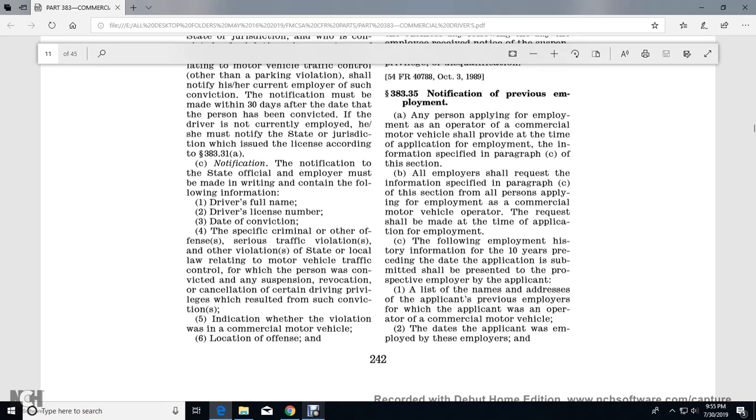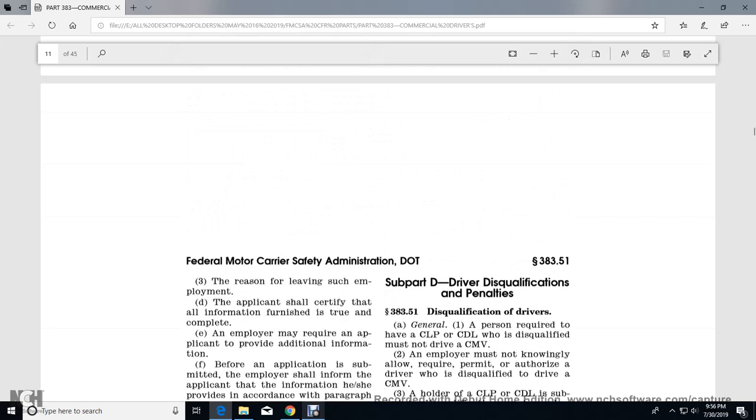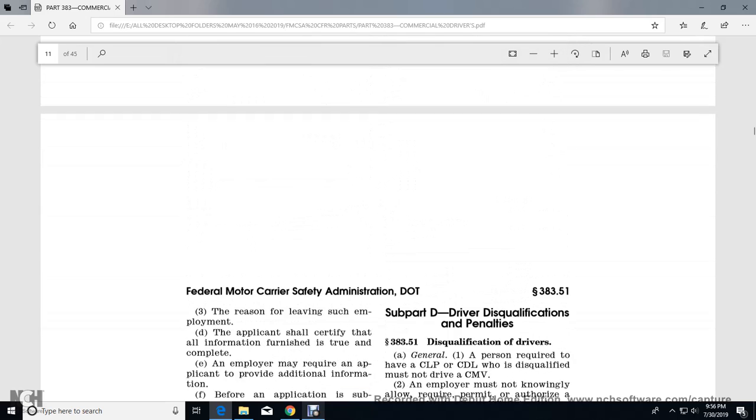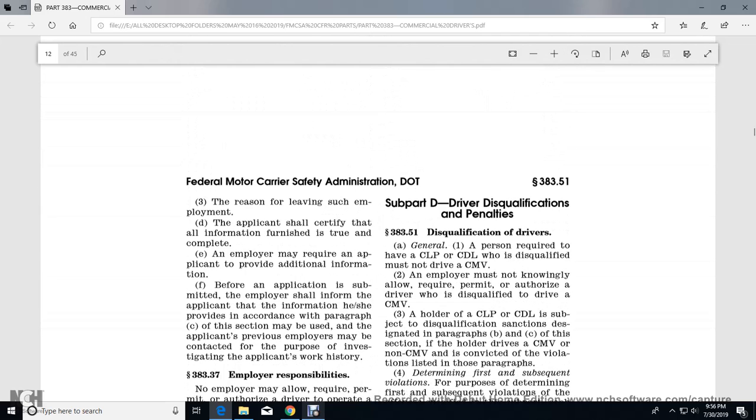The following employment history information for the 10 years preceding the date of the application shall be presented to the prospective employer by the applicant: at least the names and addresses of the applicant's previous employers for which the applicant was operating a commercial motor vehicle, the dates the applicant was employed by these employers, and the reason for leaving such employment. The applicant shall certify that all the information furnished is true.